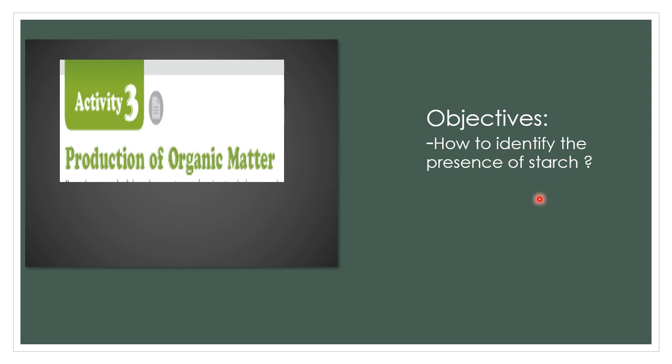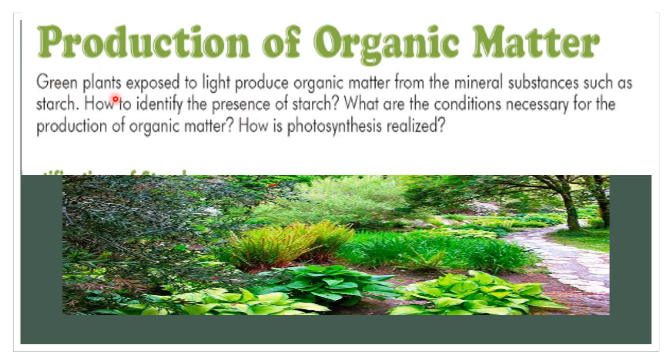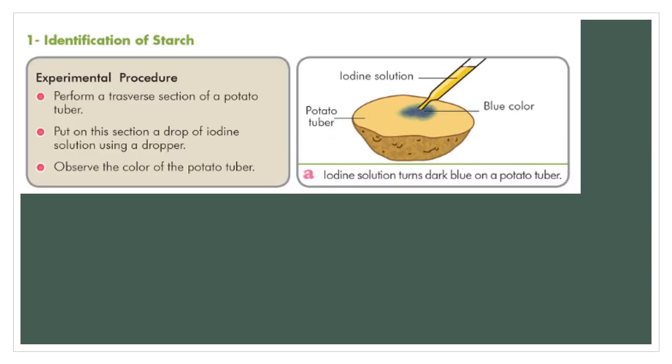Then we move to activity 3, production of organic matter, where we explained how to identify the presence of starch through a test called the iodine test, where the green plants exposed to light produce organic matter from the mineral substances such as starch. So we talked about the iodine test that is performed to detect the presence of starch. The iodine test is a chemical test used to detect the presence of starch.